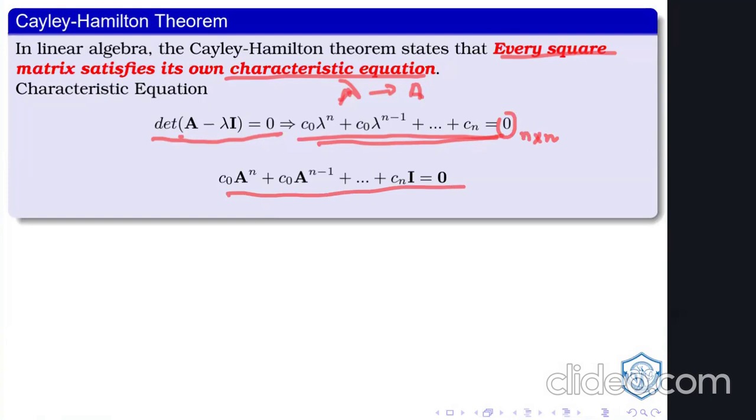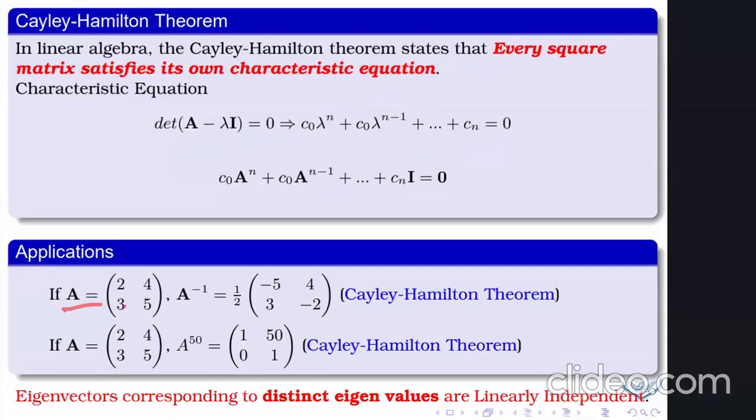It's a very useful theorem to find the inverse if I don't want to compute the adjoint of A and all. By simple algebraic calculation, I can easily find the inverse of any matrix. Also, if you want to compute a power of any matrix, like A to the power 50 or A to the power 100, this theorem is also very useful, by a reduction formula. We can reach there. So as I told, suppose A is this, then A inverse will be this. I can get it by the Cayley-Hamilton theorem.